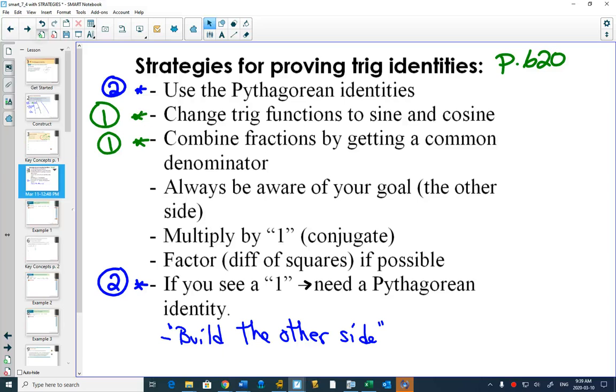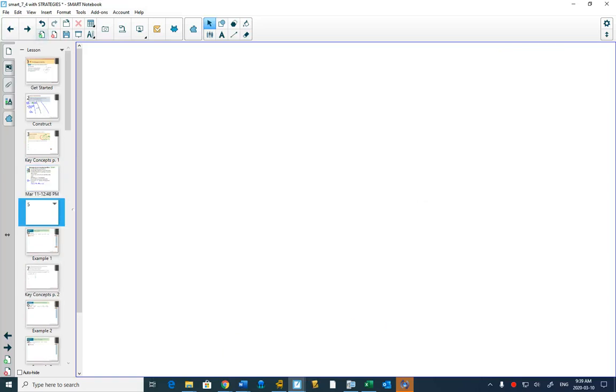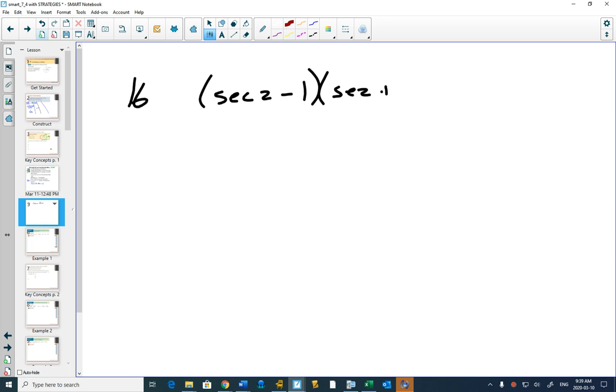Here's an example. You did this one. Most of you on the identities worksheet have already got probably close to, because I said you could go up to 24, right? So a lot of you have done number 16. And you did number 16 by changing to sine and cos. But I'm going to redo it now. This was the proof. Okay?